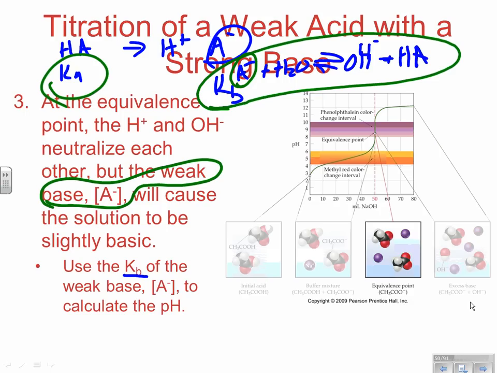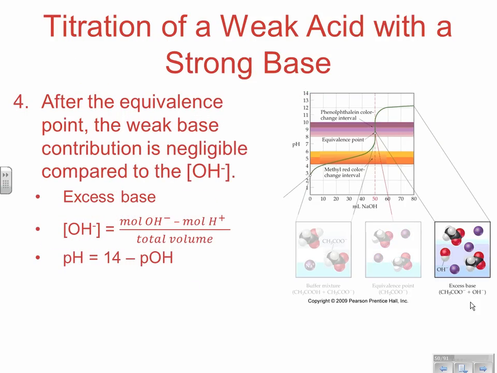We use the Kb and that in a normal ICE box problem to calculate the concentration of OH minus. And from there we can get pOH, which gives us pH. So this is a problem very, very similar to the one that we did in the land of buffer before. It's the same Ka expression, but now it's going to be a Kb expression. So at the equivalence point, you're basically looking at using the Kb of the conjugate of the weak acid to determine what the pH is going to be.